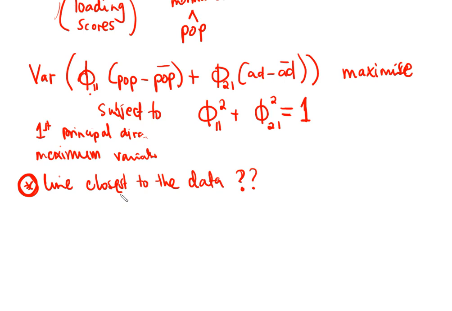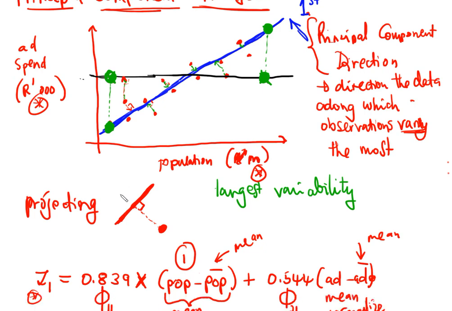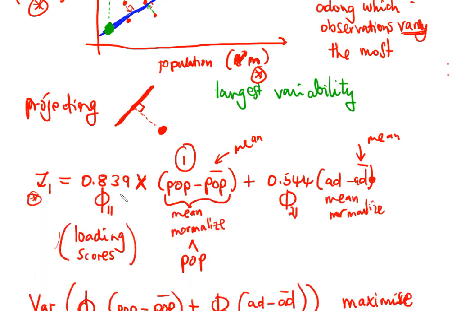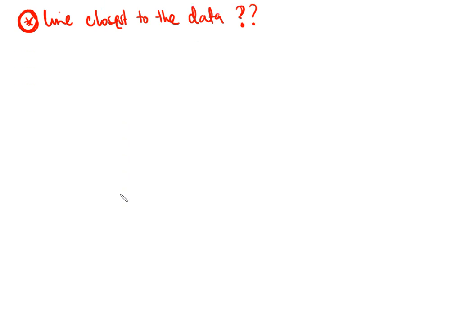Let's see. So that is our first principal component. How do we then find the second principal component? Well, now that we have found our first principal component, our blue line, what we can do is rotate that blue line such that it is horizontal, and our points are going to rotate with it.